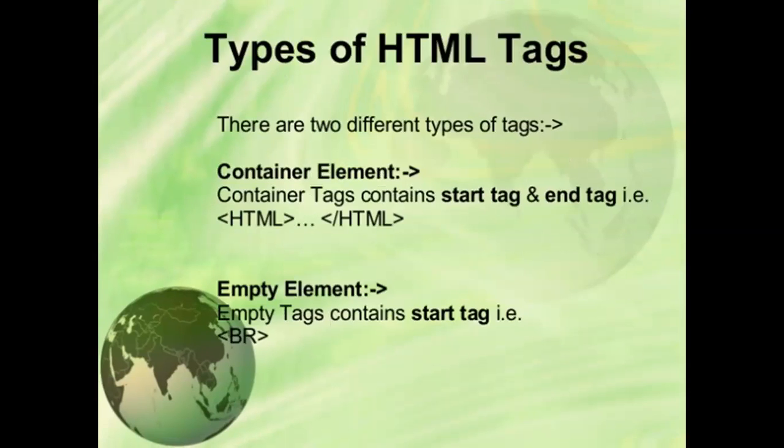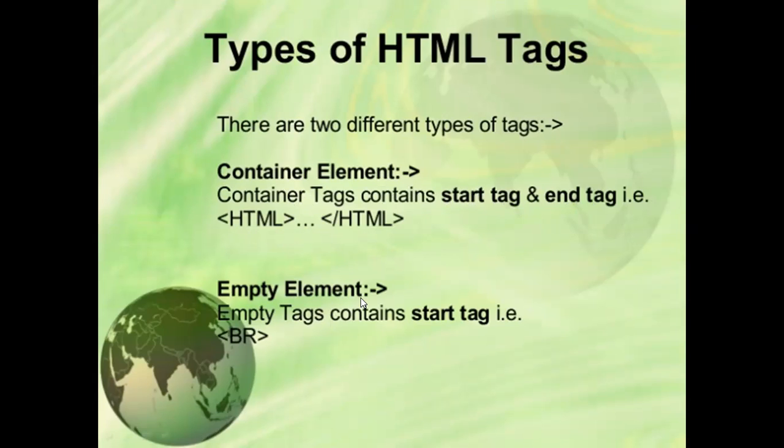So here we come to the types of HTML tags. There exist two types of HTML tags. The first one I just told you: start tag or opening tag, and ending tag or closing tag. The tags which are available in pairs are called container elements or container tags. Here you can see the container tags consist of a start tag as well as an ending tag. This example is provided: this is the opening of HTML and the closing of HTML. They exist two in number.